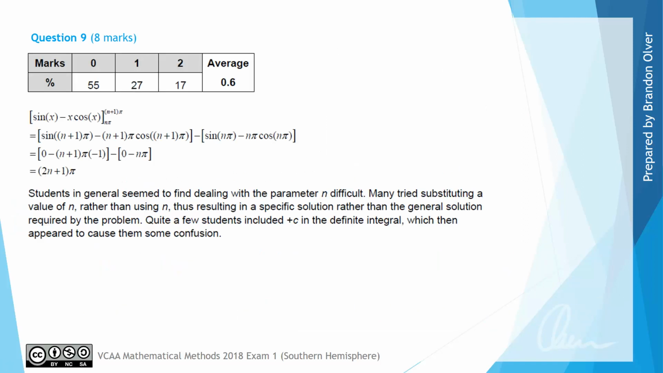So from the examiner's report, we can see that only 17% of students got full marks for this question. And in general, students seem to find dealing with the parameter n difficult. Many tried substituting a specific value of n rather than using a parameter n, thus resulting in a specific solution rather than the general solution, which is what the question required. Quite a few students included the plus c in the definite integral, which was not necessary and appeared to cause them some confusion later in their working.